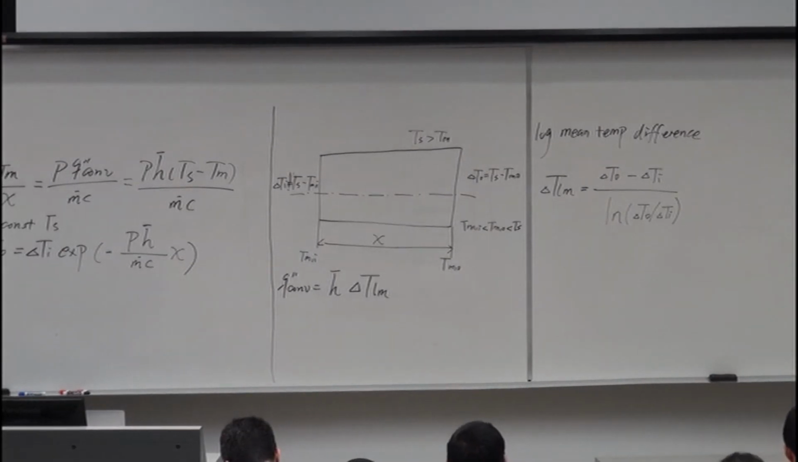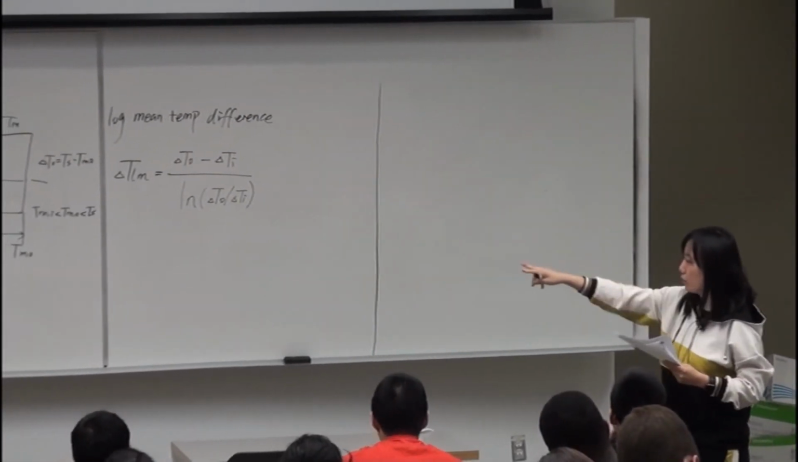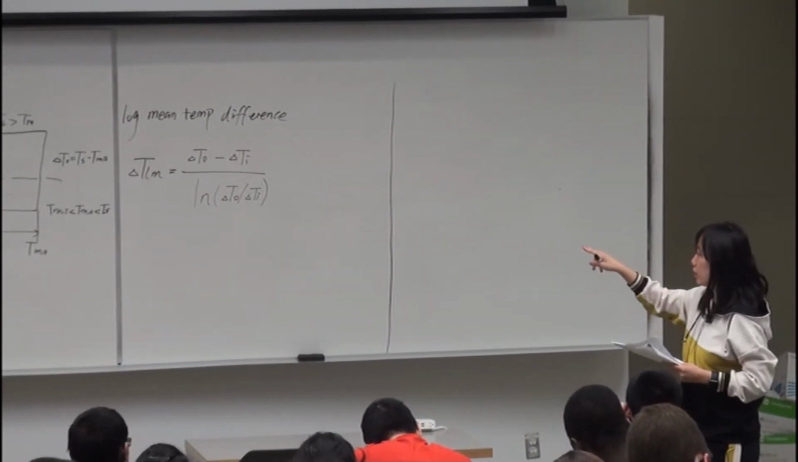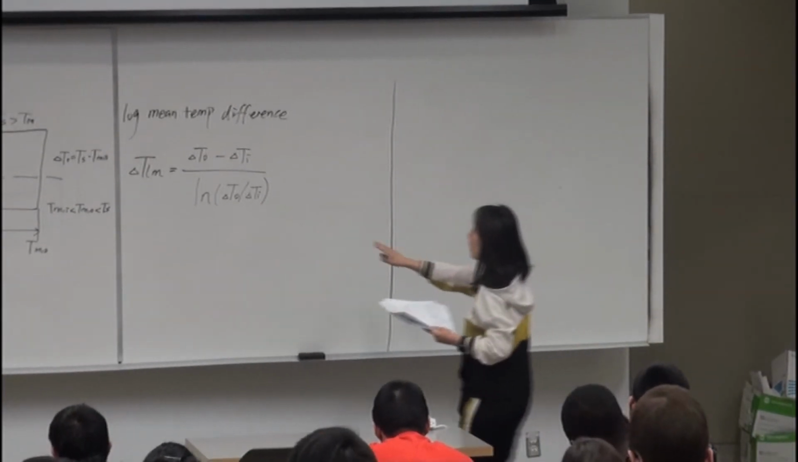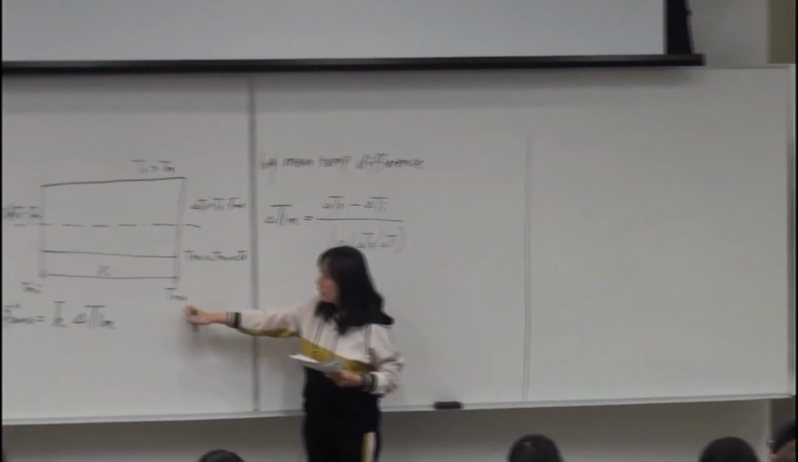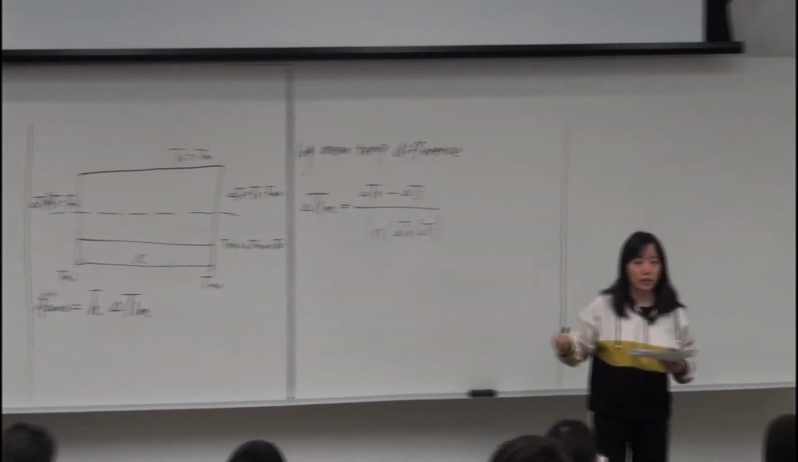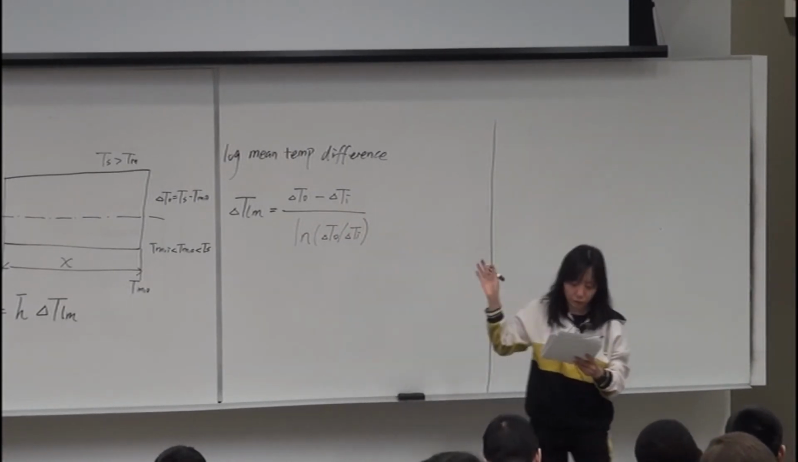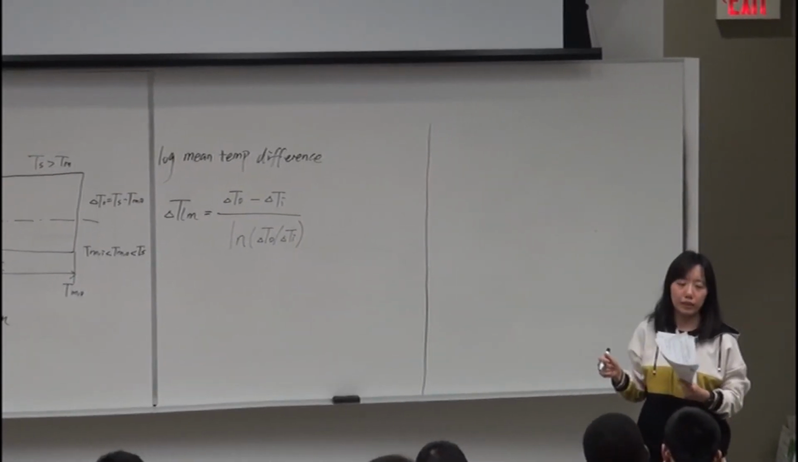Why should we define this log mean temperature difference? Because from the theoretical solution, the temperature difference delta T obeys exponential decay. And the outlet temperature and inlet temperature are always easy to measure. So based on this, we use the log mean temperature difference as our average temperature difference.